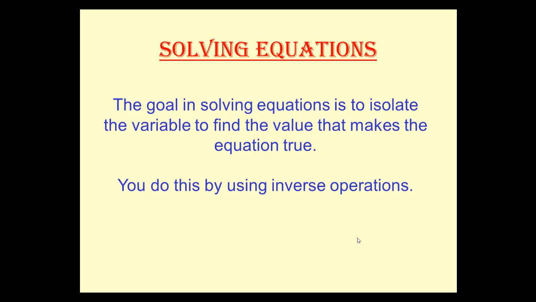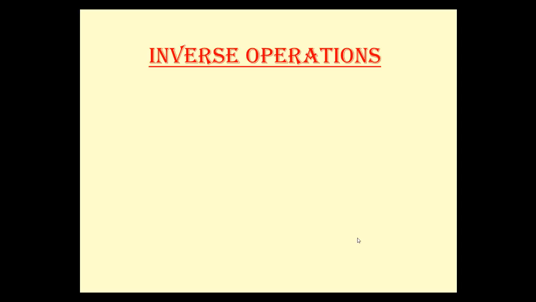What is our goal when we're trying to solve equations? The goal is to isolate the variable to find the value that makes the equation true. And we do this by using inverse operations. So we need to know what our inverse operations are. Inverse operations are operations that undo each other. For example, addition and subtraction undo each other.